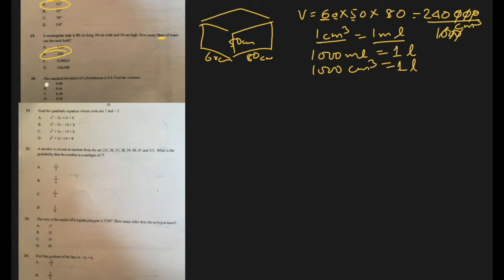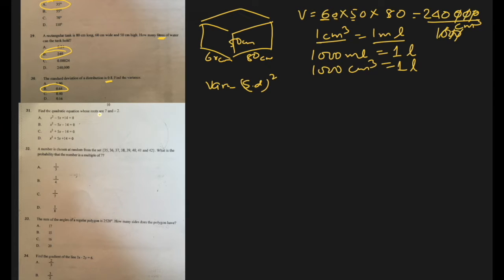Okay. Number 30. The standard deviation of a distribution is 0.8. Find its variance. So variance is standard deviation square. So 0.8 square is 0.64.